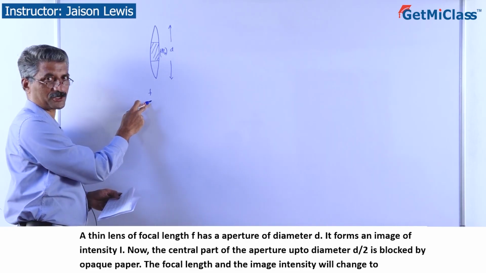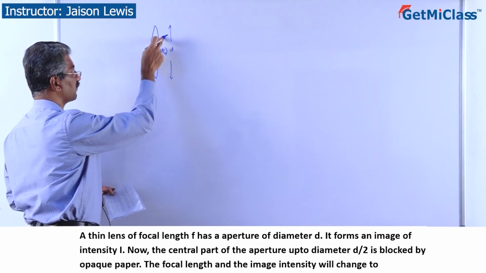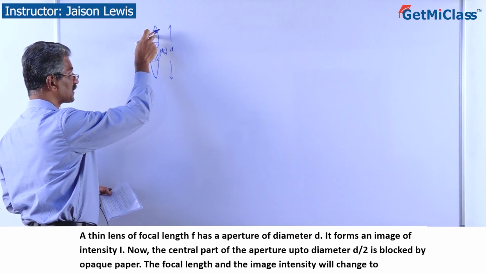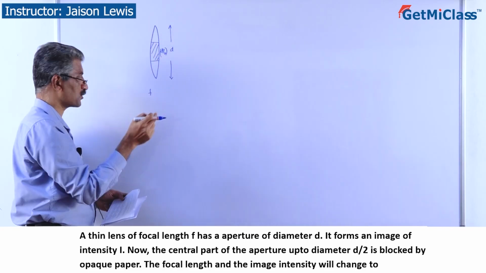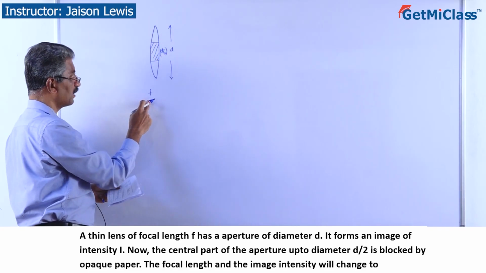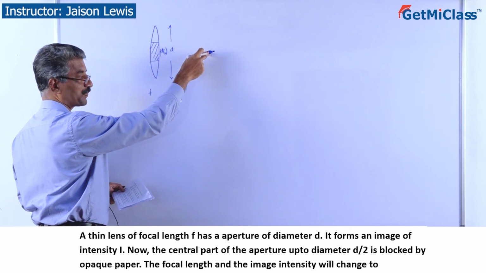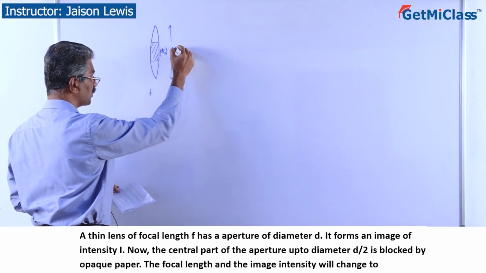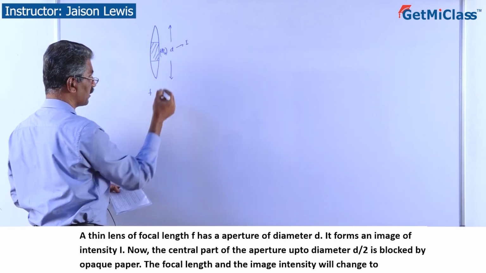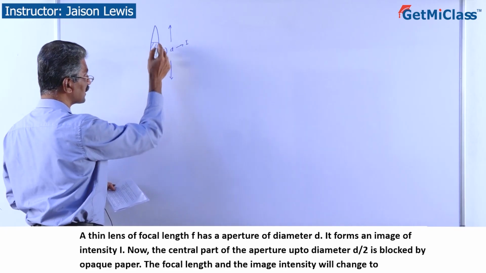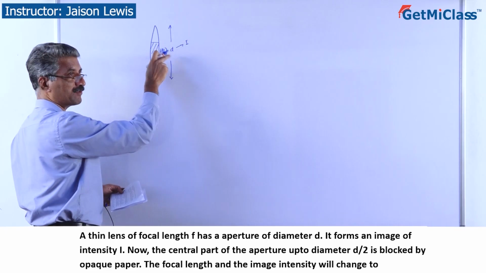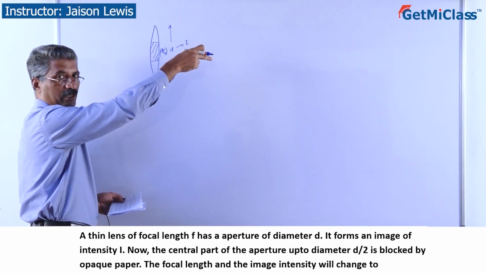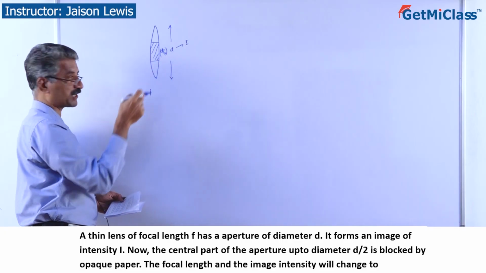Focal length will not change because the radius of curvature is the same and the refractive index of the medium is the same, so the focal length is not going to change. Focal length remains constant as it is. But the intensity of the image will change. Initially, when the diameter was d, the intensity was I. Now, when you block this particular portion, light will not be incident on the screen, therefore image intensity should decrease.